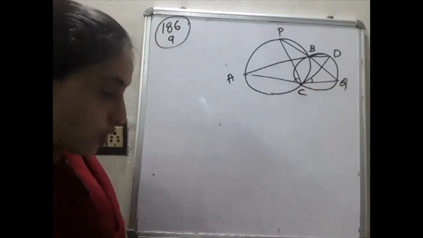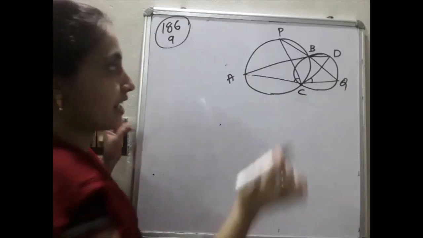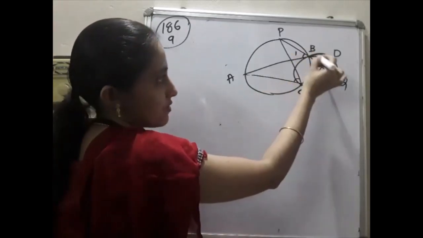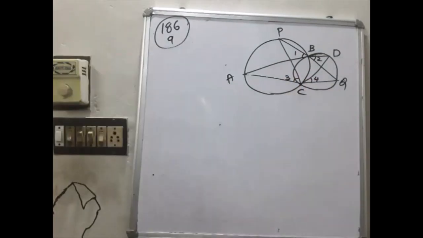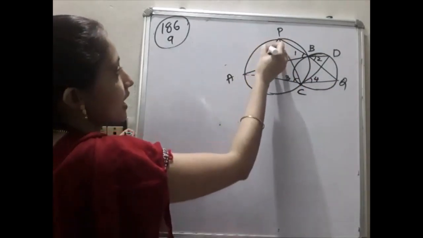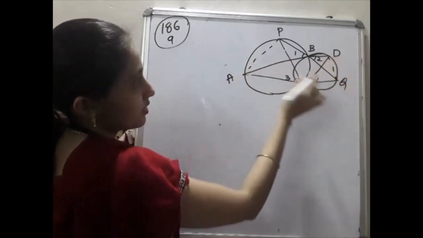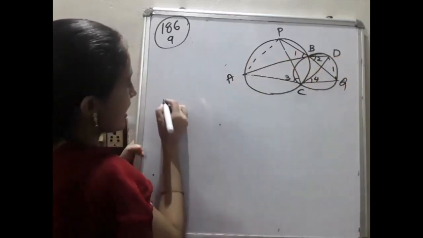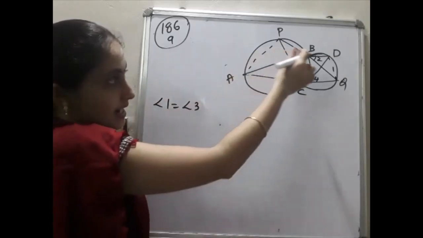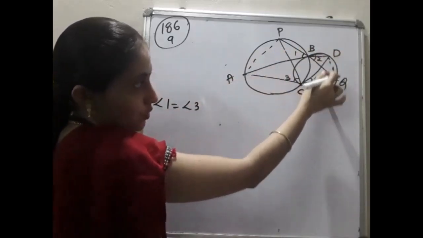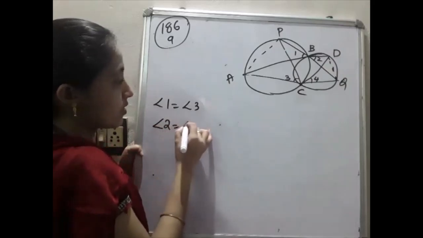So for proving this, I will mark this as 1, this as 2, this as 3, while we are drawing a line here and here. So angle 1 will be equal to angle 3, you can say. And here also I will construct, angle 2 is equal to angle 4.